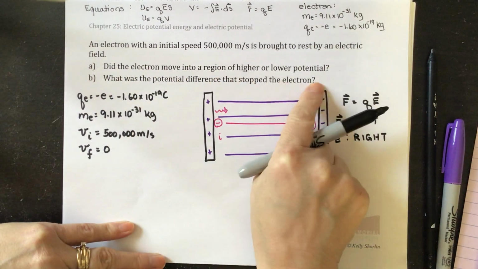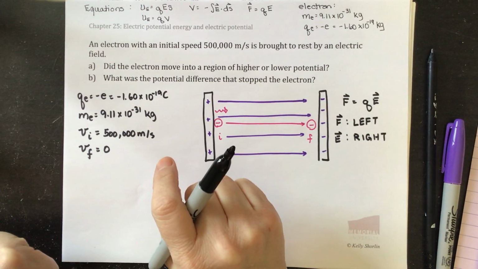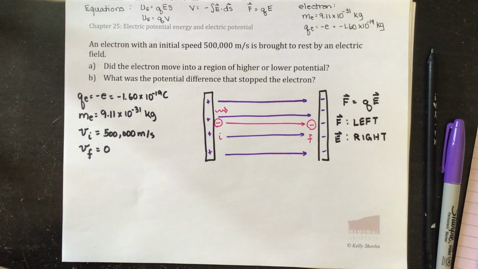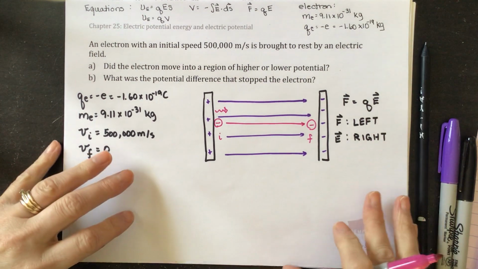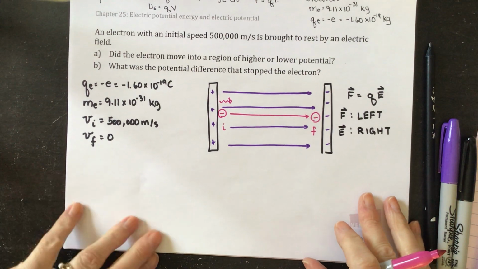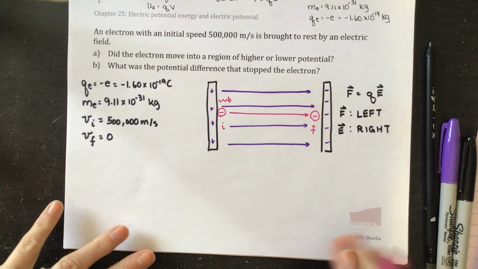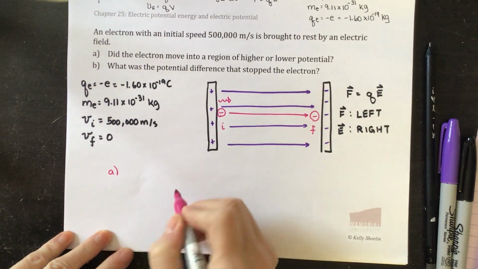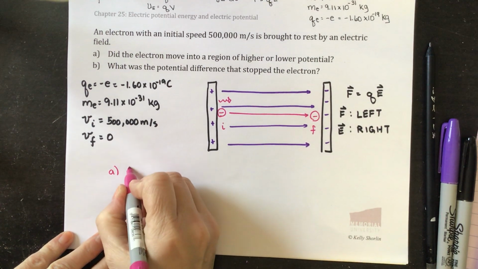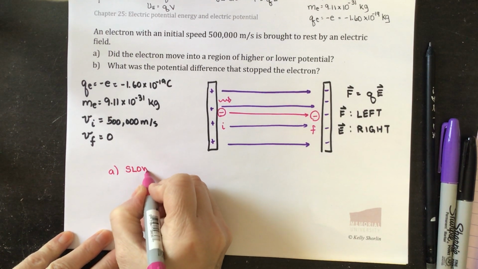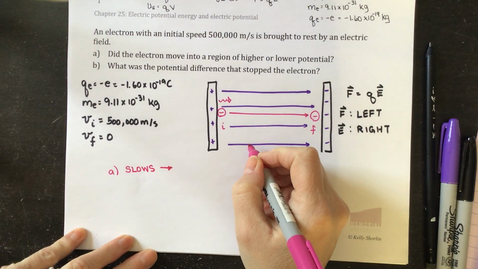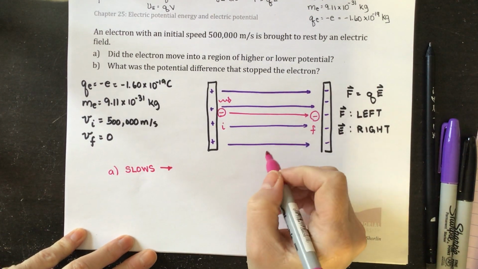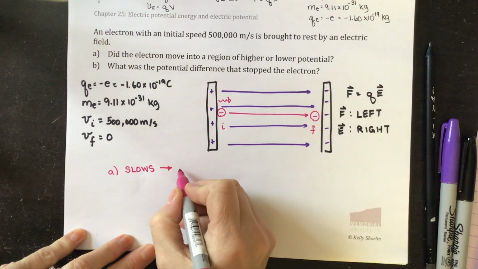Let's start to think about part A. Did the electron move into a region of higher or lower potential? So let's try and reason that one out. There's probably 3 different ways we can attack it. Any of the 3 ways are okay. So I know that my electron is slowing down. If something is slowing down as it moves, it has to be moving to a region with higher potential energy.